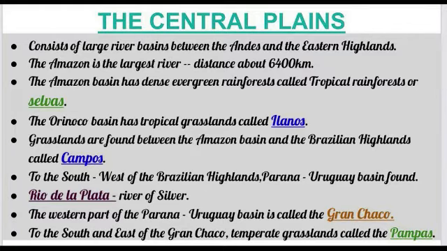The Central Plains also consist of a large river basin. You have already studied how plains are formed. How? Due to the action of rivers. So the central plain also consists of large river basins between the Andes and the Eastern Highlands. Through this region, one important river flows, that is the river Amazon. The largest basin is that of the Amazon, which rises in the Andes and flows to the Atlantic Ocean over a distance of about 6,400 kilometers.